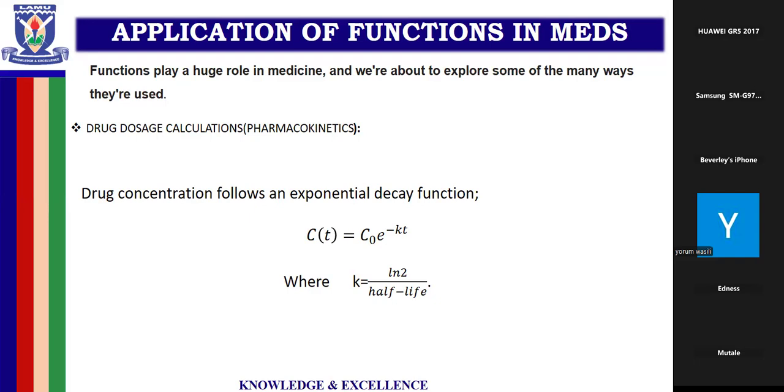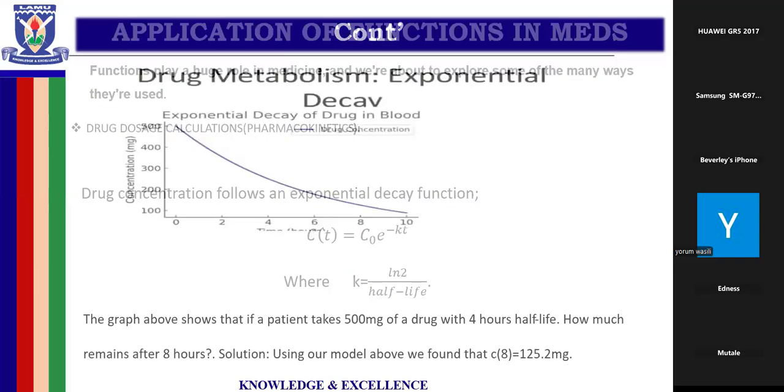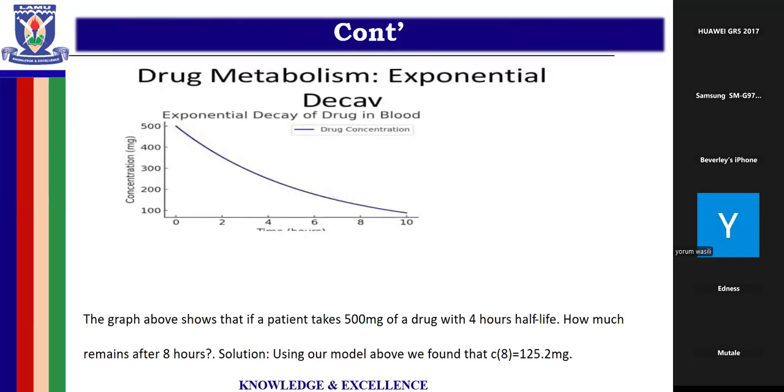The drug concentration in our bloodstream follows an exponential decay curve, meaning it decreases with time. The function used to calculate the concentration at time t is given on your screen, where C naught is the initial concentration, K is the elimination rate of the drug, and t is time. The graph shown on your screen is the exponential decay of a drug concentration in your blood. In this example, our initial concentration was 500 milligrams, but then it decreased over time. Now you must be wondering, how do we use this equation to find our concentration?